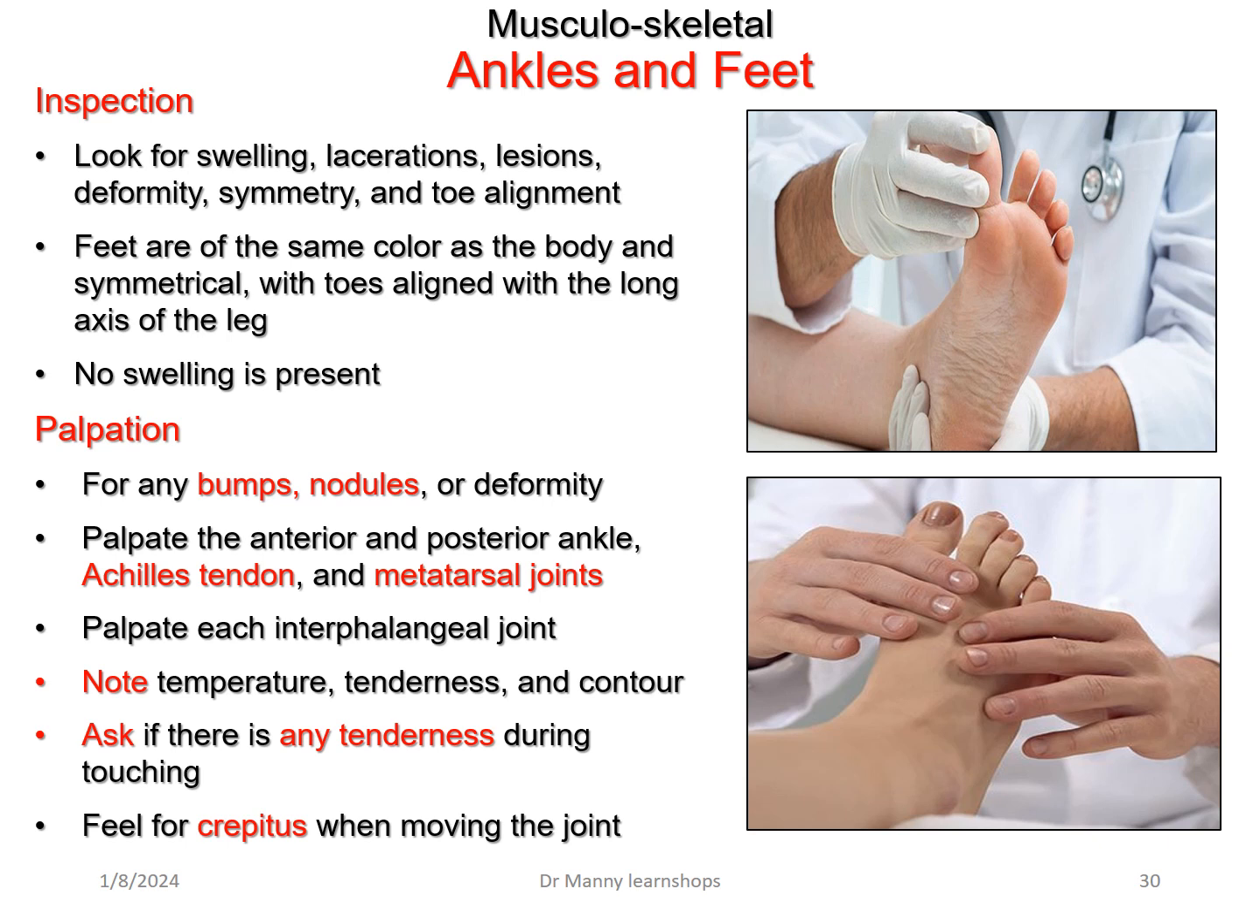You palpate for bumps, nodules and deformities. You palpate the anterior and posterior ankle, which is the Achilles tendon, and the metatarsal joints. You palpate each interphalangeal joint and you note for temperature, tenderness and contour. And you always ask if there's any tenderness during the touching. And you feel for crepitus when moving the joint.